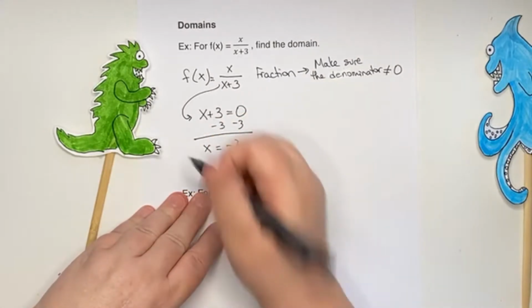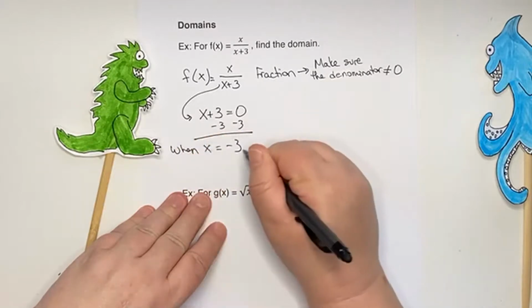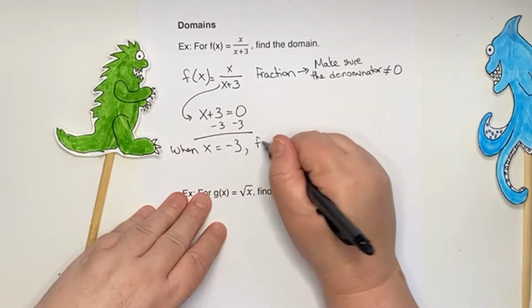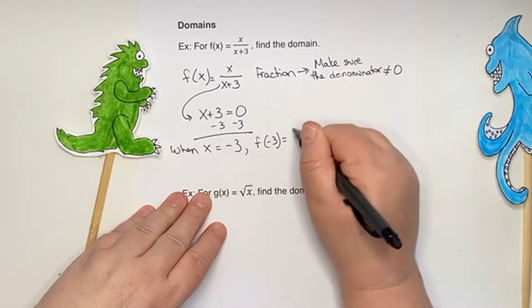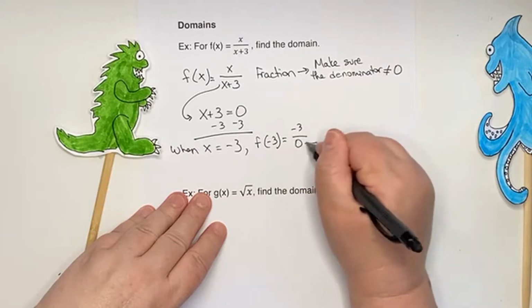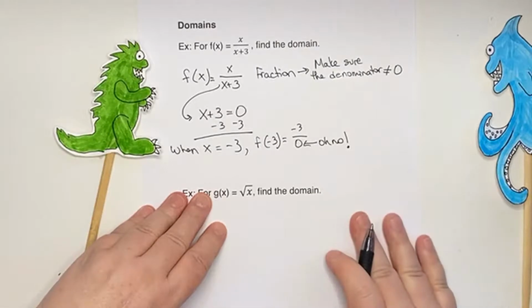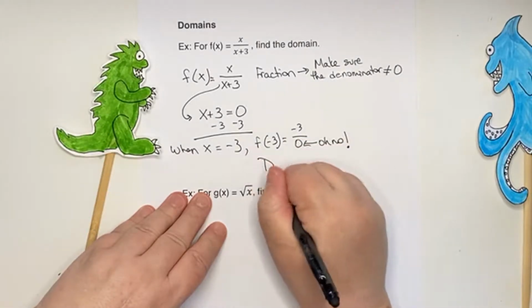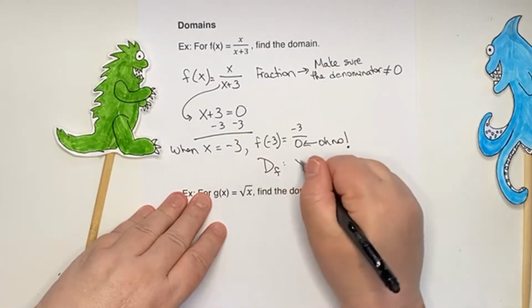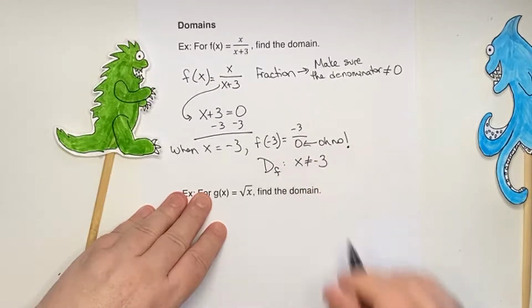When x equals -3, f of -3 equals -3 over 0. Oh no. We got 0 in the denominator. So what do I say for my domain? Here's my fancy domain. Don't let it be -3.